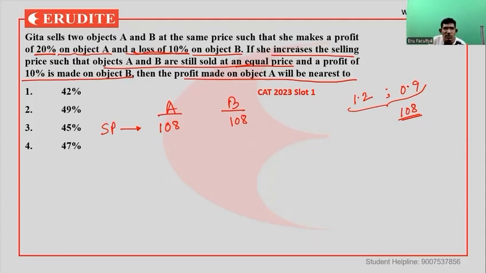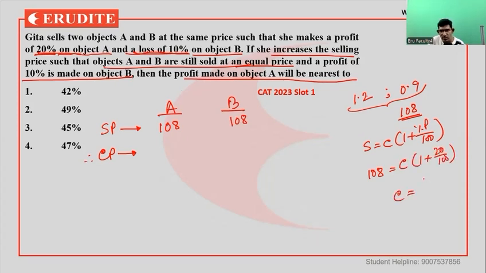Now, the first one makes a profit of 20%. So I have to find the corresponding cost price. We know that sales price equals cost price into 1 plus percentage profit upon 100. Sales price is 108, so 1 plus 20 by 100. The cost price will be simply 108 upon 1.2. Right? C into 1.2. That's why I have taken this 1.2 initially. That means C will be equal to 90. So my cost price for the first item A was 90.